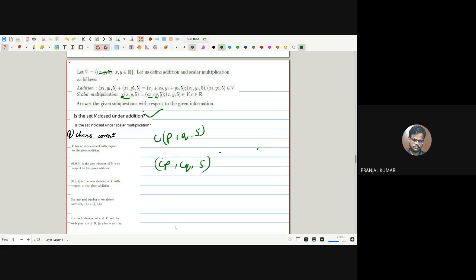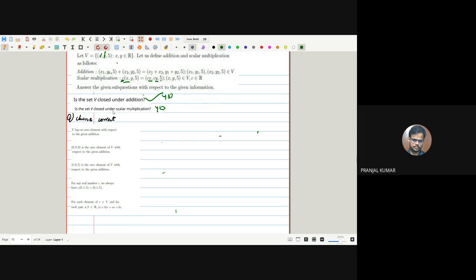So p is a real number, c is a real number, so cp is again a real number, and cq is again a real number. This is 5. Now this satisfies the condition again: x is a real number, y is a real number, and 5. So it is also closed under scalar multiplication. Yes or no? Yes. Okay, now you have to choose.